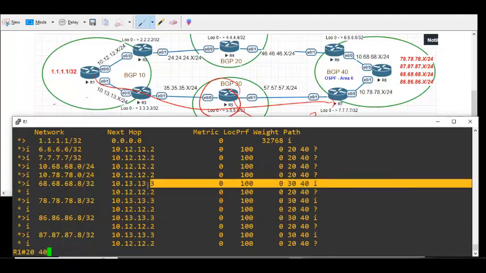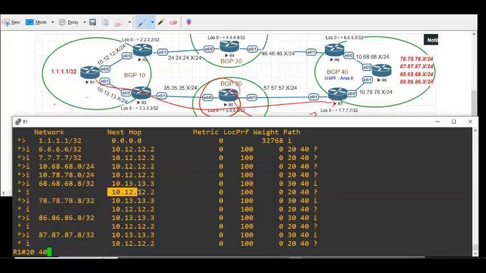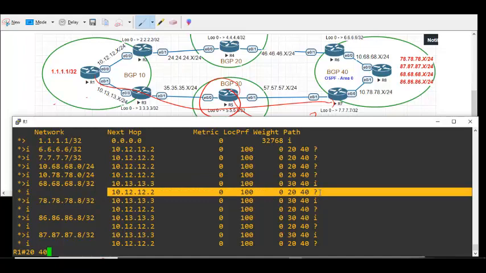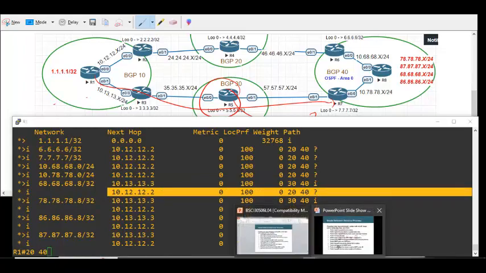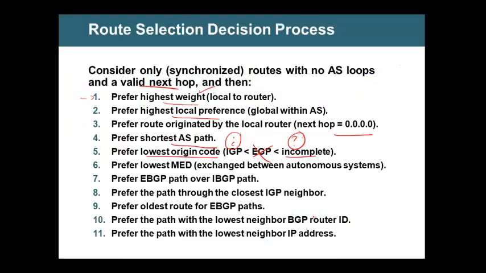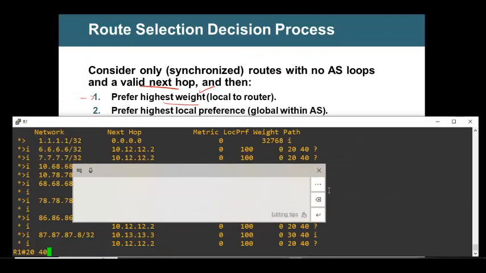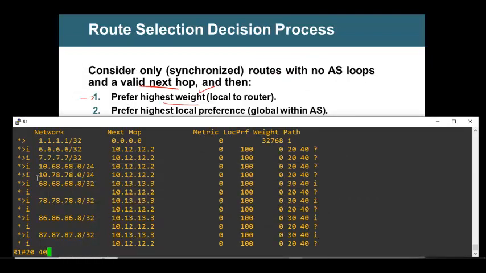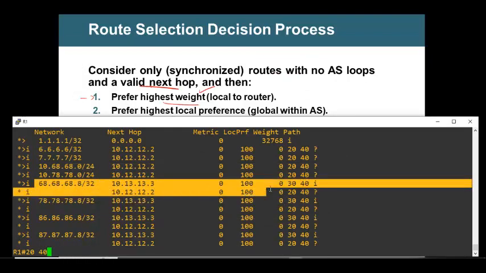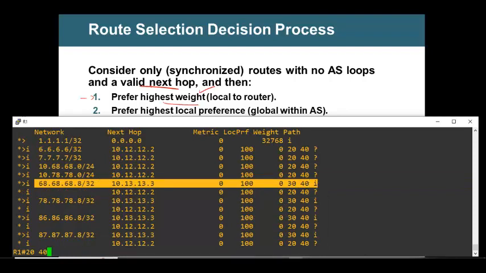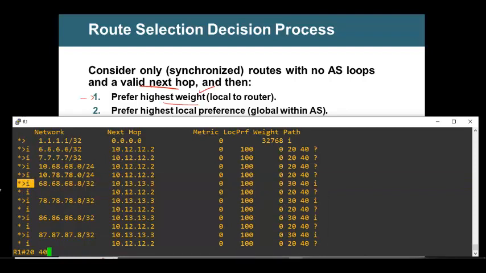That is why the path via router 3 is preferred now. You see, the greater than symbol. You understand why it is picking router 3 always? When router 3 is available, it cannot pick router 2 because the origin code I is more preferred than question mark. Is it very well understood, sir? Okay.